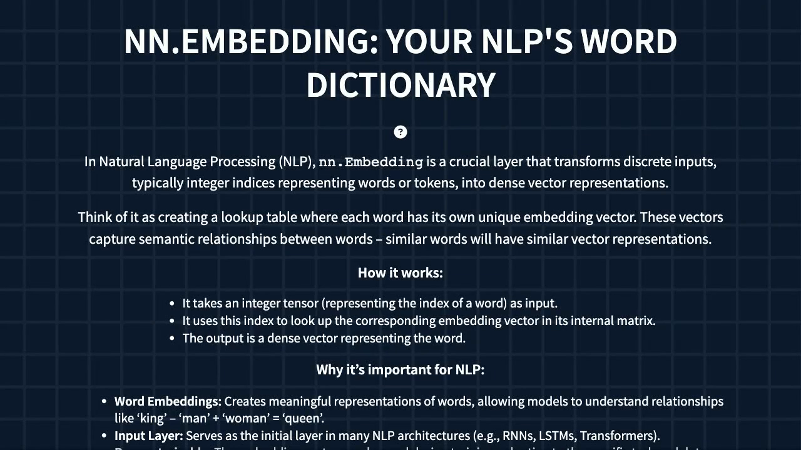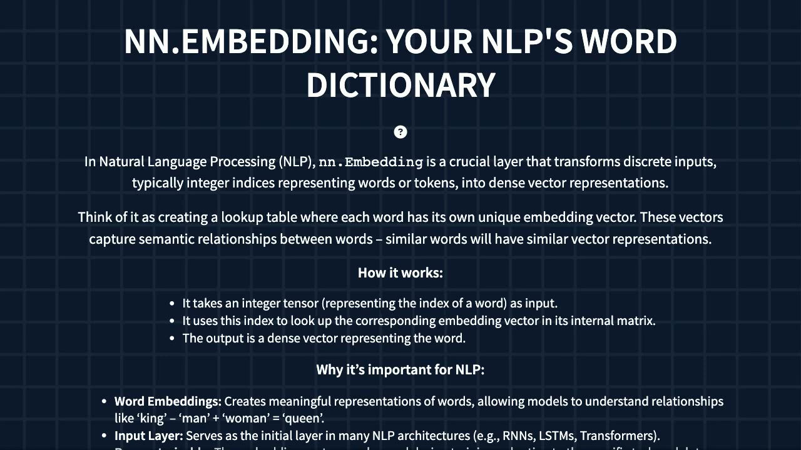Okay, let's talk about embedding. It's a really important component in many NLP models. Basically, it acts like a super smart dictionary for your text data. Instead of dealing with raw words which can be tricky for computers to understand, we use numerical indices to represent each word. The nn.Embedding layer takes these indices and transforms them into dense vector representations.